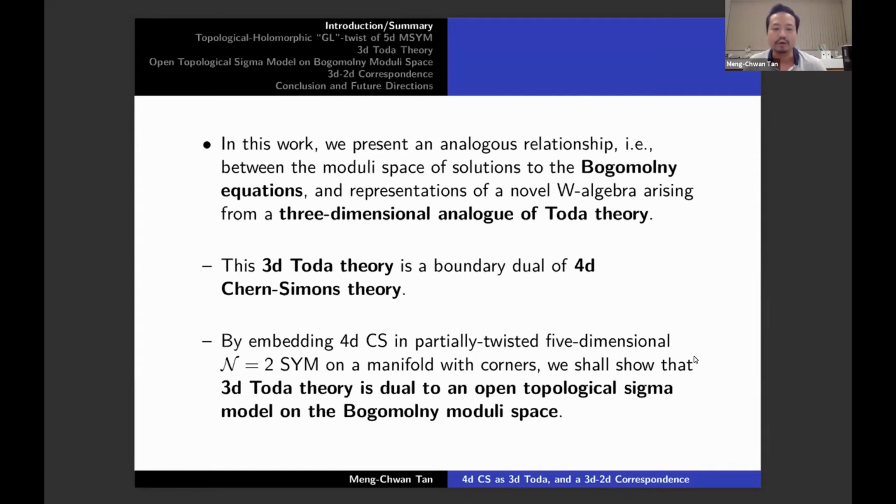That's possible because we can embed the 4D Chern-Simons in a partially twisted 5-dimensional N=2 super Yang-Mills, as I mentioned, partially twisted in the sense of a holomorphic-topological twist. And we define it on a manifold with corners. Because it has corners, we are able to do a different reduction in a different direction. Then we can also show that this 3D Toda theory is dual to an open topological sigma model on the Bogomolny moduli space. Now, this sigma model is an A-twisted sigma model, so we would have Lagrangian branes, and that gives us some interesting mathematics.